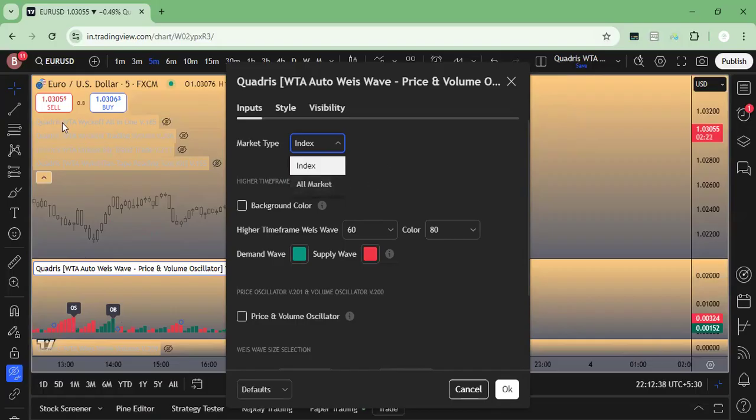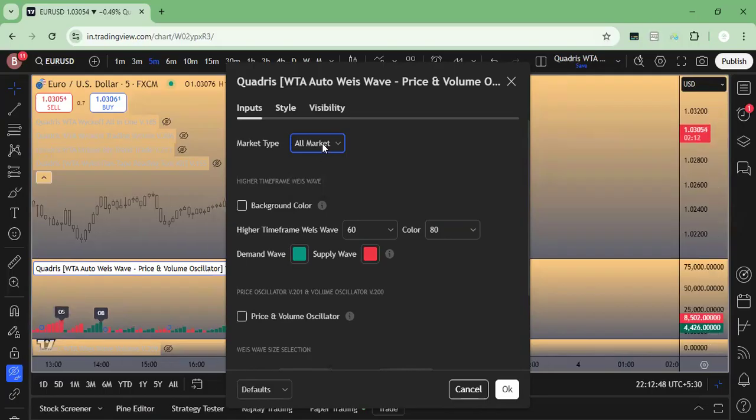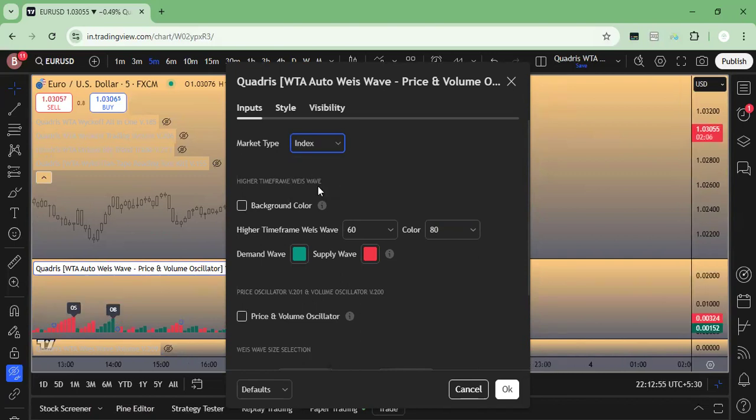But what I normally do is use index so that I don't get any problem, because index works on all market as well as index. If we apply all market, it will not work on index. It will only work for stocks, commodities, futures and other things. So that is the reason I keep index, so that I don't get any issues. And by default, it comes with the index setting.